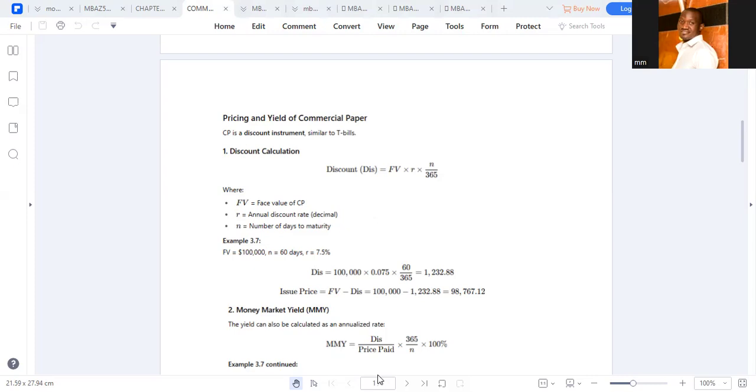I want you to understand how the formulas are supposed to be calculated with that example that we have. We look at that example. This is from the textbook. Before we go to that one, let me look at this example here.